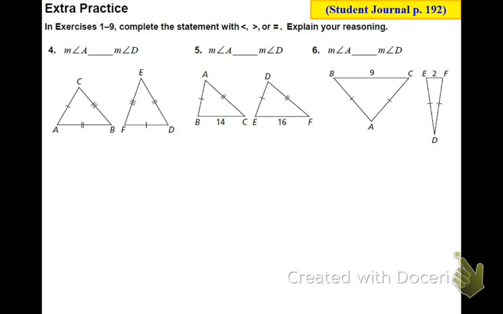Number 4, we have something a little different. Angle A and angle D. Angle A is across from the side with how many tick marks? 3. 1, 2, 3. Angle D is across from the side with how many tick marks? 3. 1, 2, 3. So what does that mean about the sides? They're already equal. They're congruent to each other. So what does that mean about A and D? They're equal.